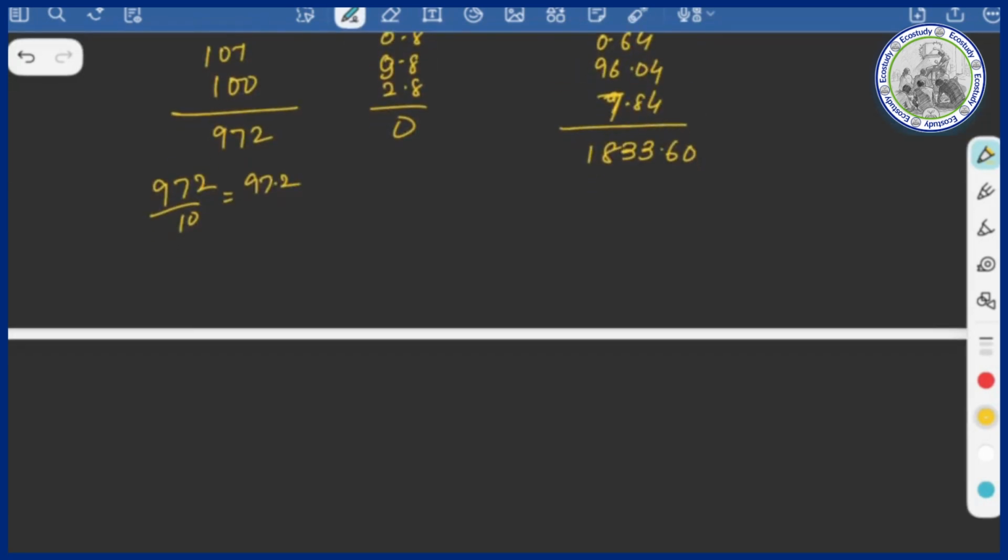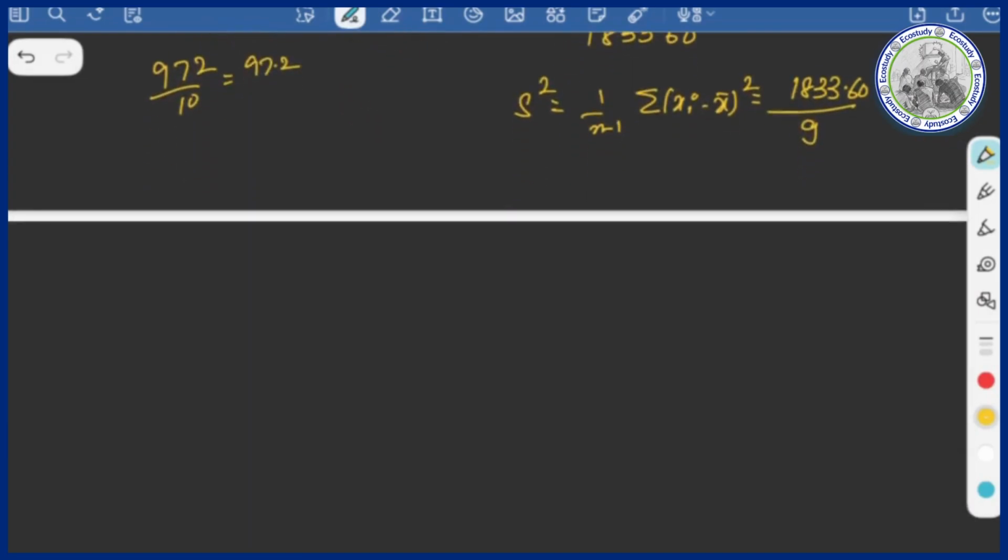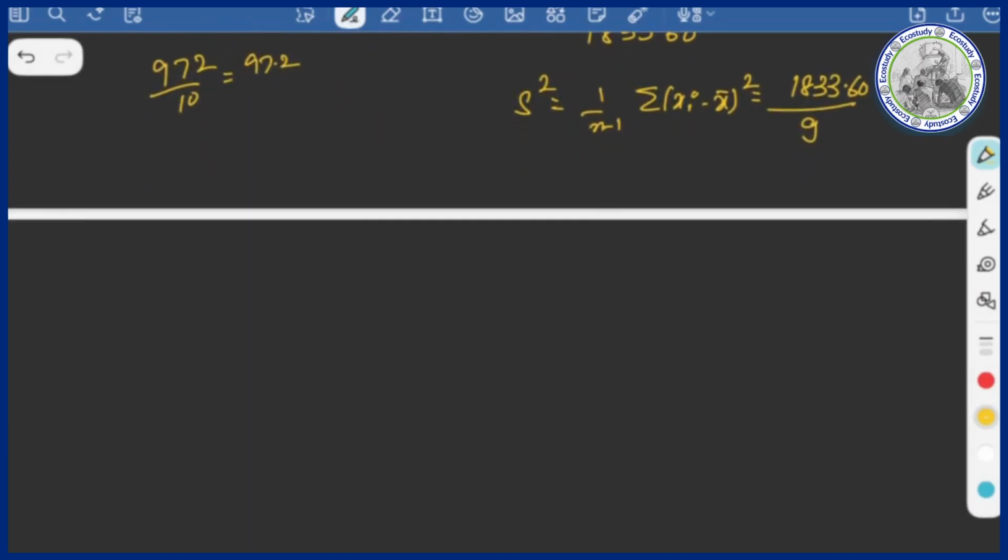Okay, so how will you calculate the s square? Let me add one more page. S square is 1 upon n minus 1 sigma xi minus x bar squared, that is 1833.60 divided by 9, that is 203.72. Now calculate the test statistic. T is 97.2 minus 100 divided by root of 203.72 divided by 10, that is equal to 0.62.